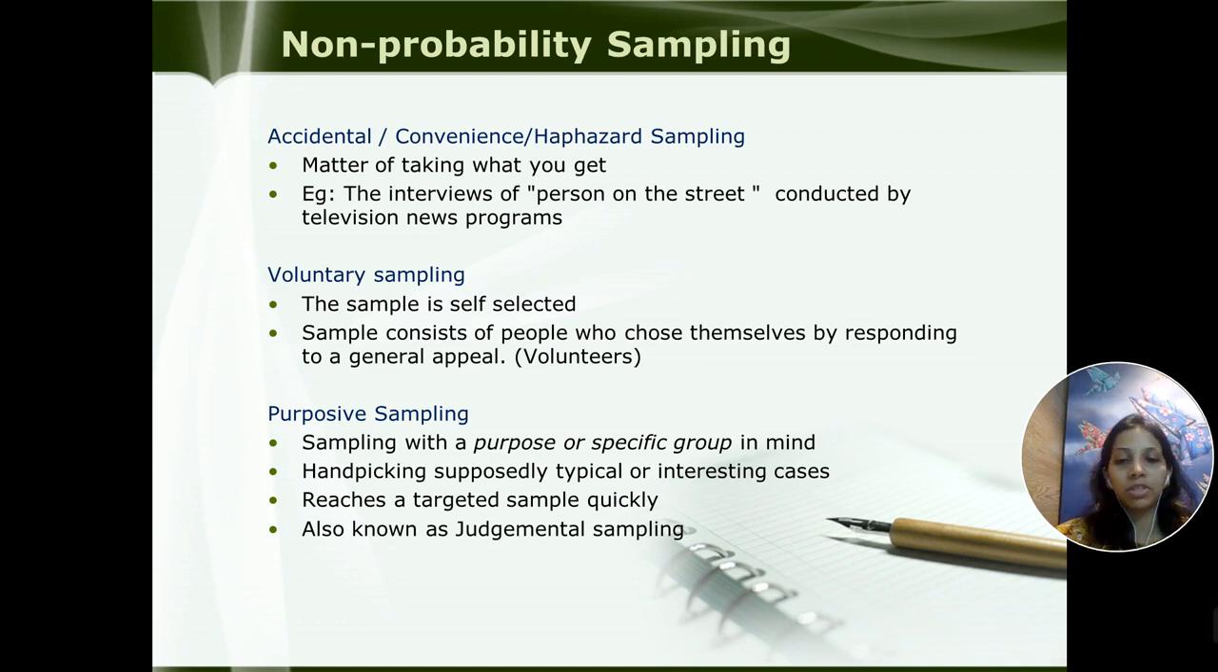Next is purposive sampling. So sampling with a purpose or specific group in mind. Suppose you are dealing particularly with tobacco chewers, then you have that particular target group in mind, and you select only those. So this is also known as judgmental sampling.